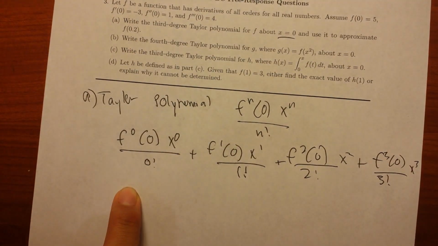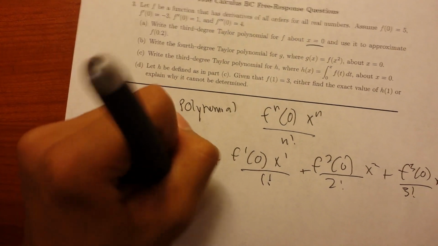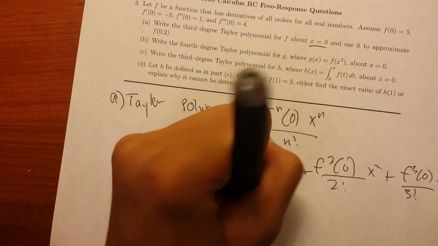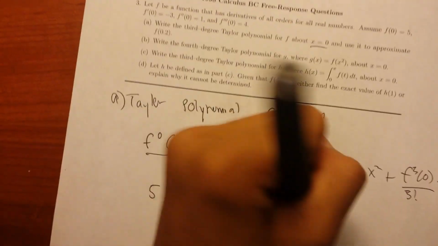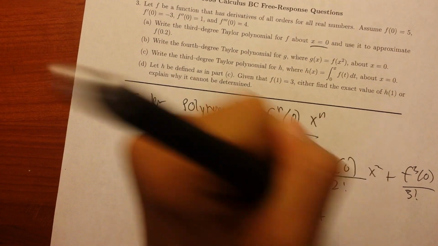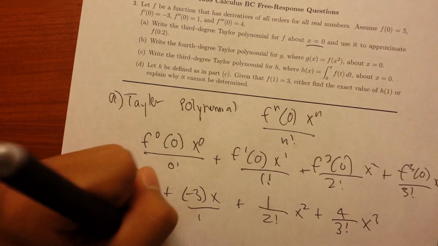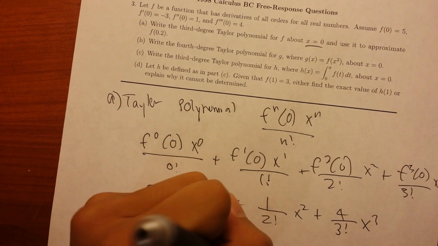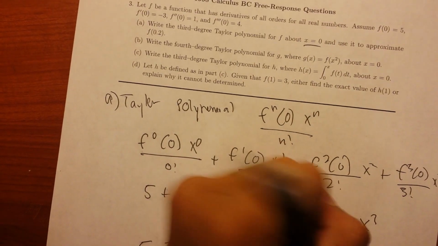Now, we'll just substitute our known values. We get 5 plus negative 3x over 1 plus 1 over 2 factorial x squared plus 4 over 3 factorial x cubed, and we can just simplify this to 5 minus 3x plus x squared over 2 plus 2 over 3 x cubed.